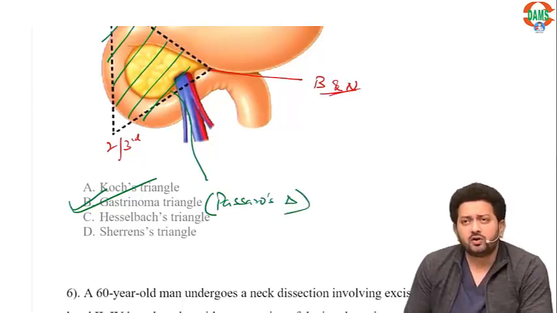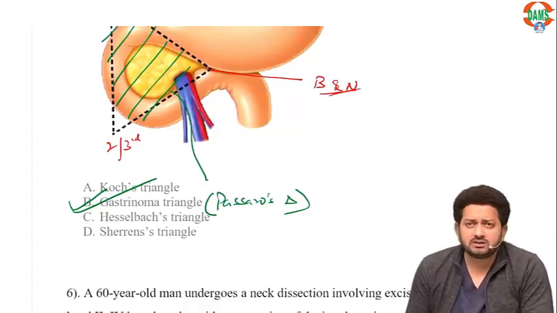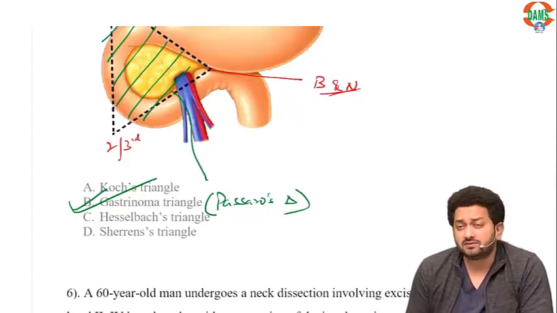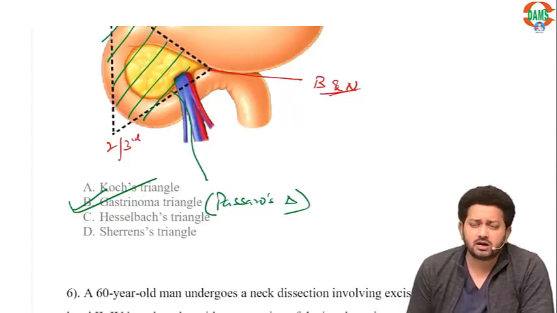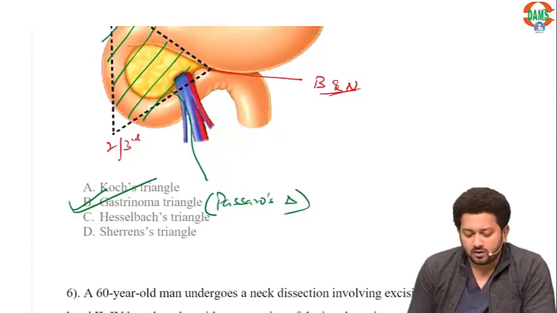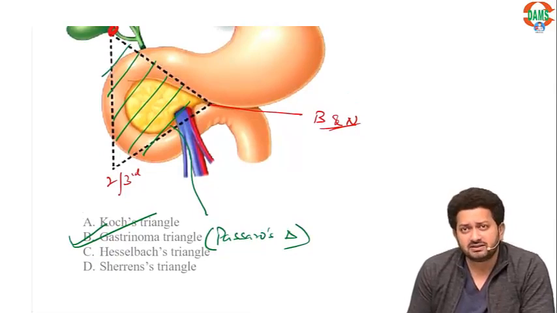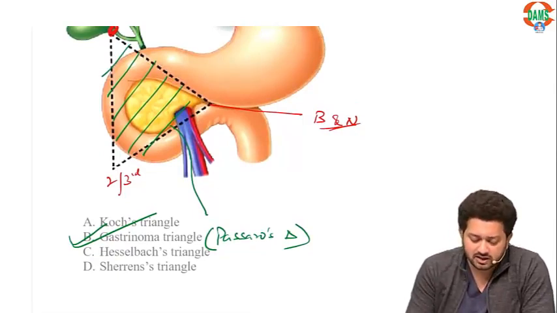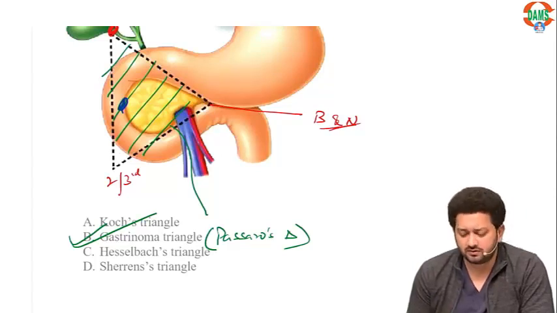Okay, it is used for localization of gastrinoma, which is a neuroendocrine tumor of the pancreas. Because of this, there is a decreased pH and gastric peptic ulcer formation can occur, diarrhea can occur, and this helps in identification. The gastrinoma will be present somewhere in this triangle only. The most common site is in the medial wall of the duodenum.